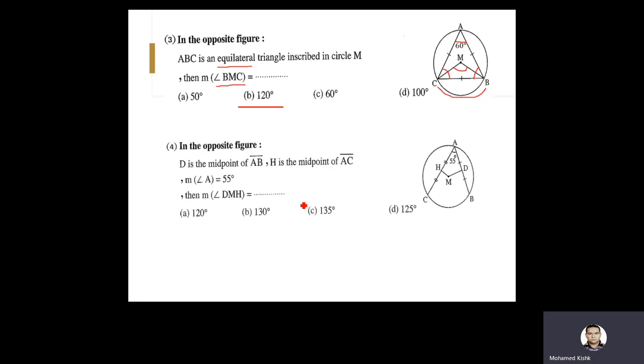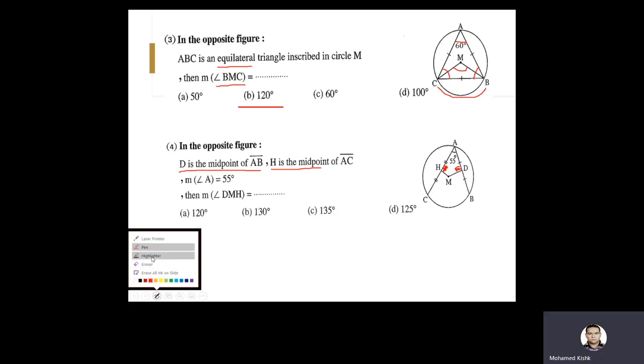Let's go to the next question. The next question, yes, in the opposite figure, we have D is the midpoint of AB. That means that MD is perpendicular to AB. If we have a straight line from the center to the midpoint of any chord, it is perpendicular to this chord. And also, he told me that H is the midpoint. That also means MH is perpendicular to AC.